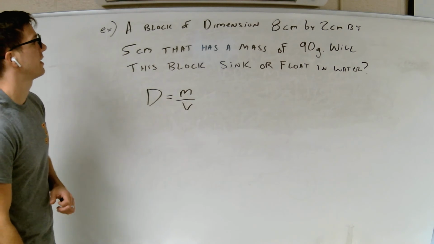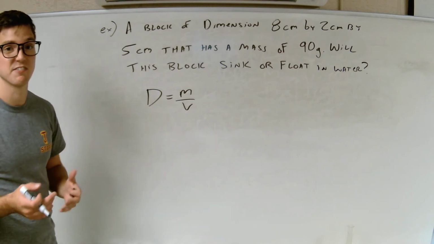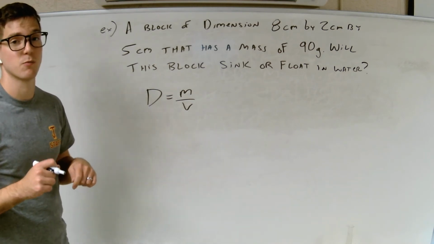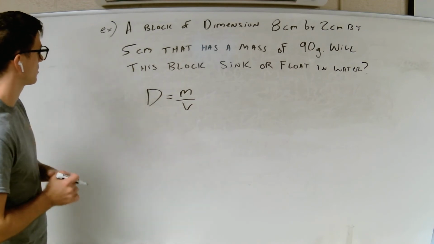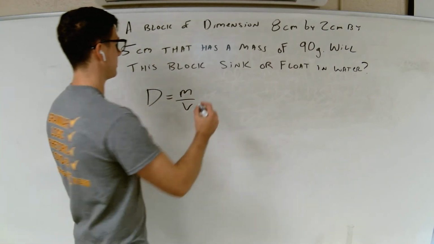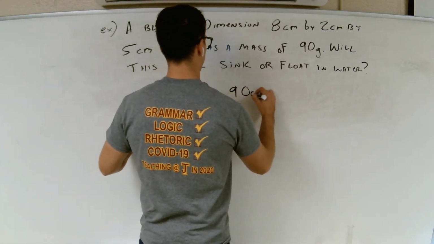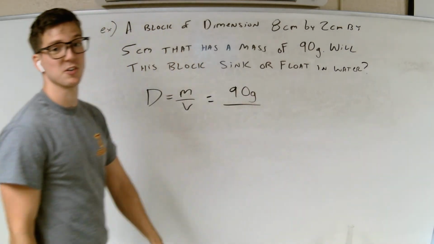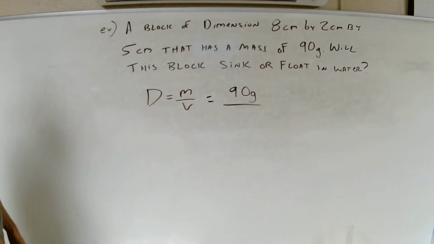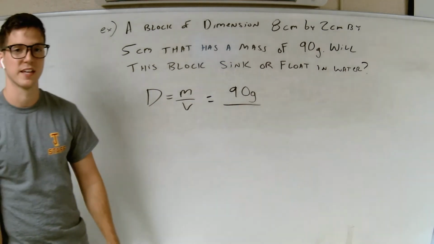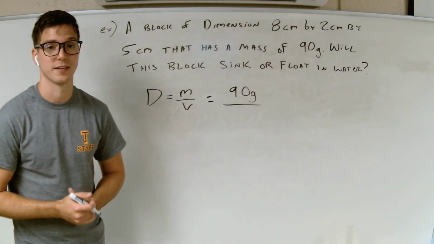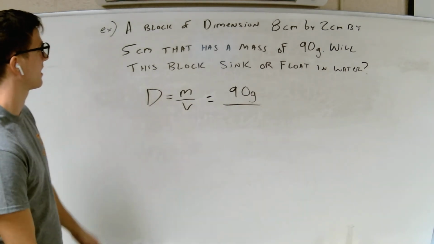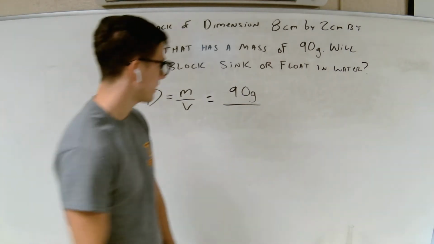But let's go ahead and start solving this. So we need density. If it's greater than 1, it'll sink. If it's less than 1, it'll float. So let's go ahead and find our mass. That's pretty easy. That's just 90 grams. Again, making sure you're keeping your units in there. Volume, right? We should know that if we want to find a volume of a block, it's length times width times height. In this case, it's 8 times 2 times 5.